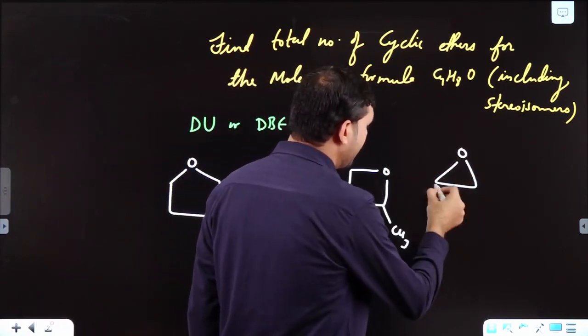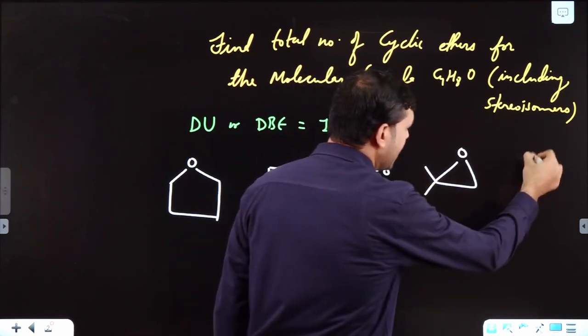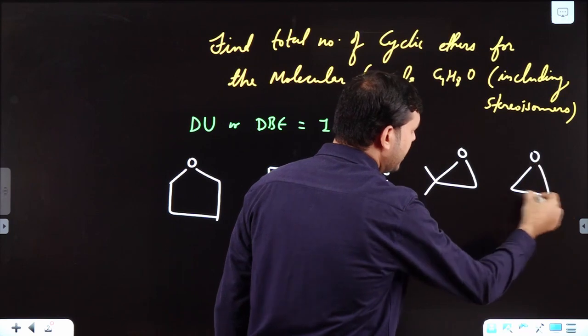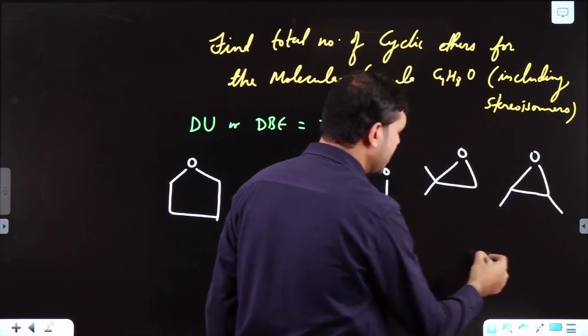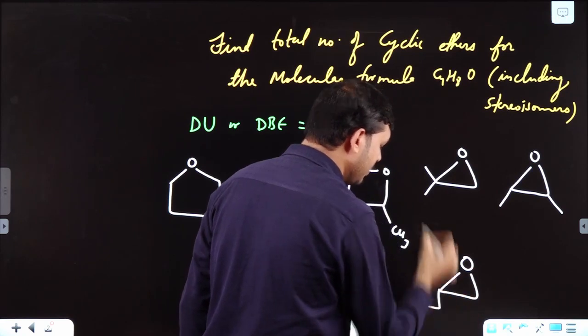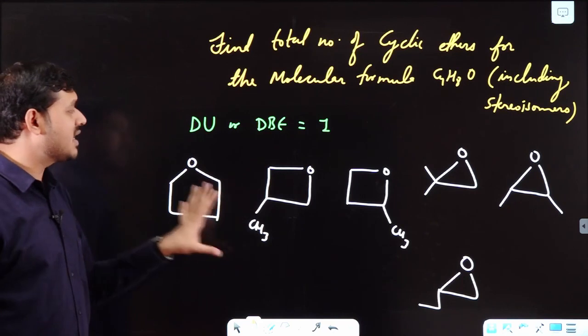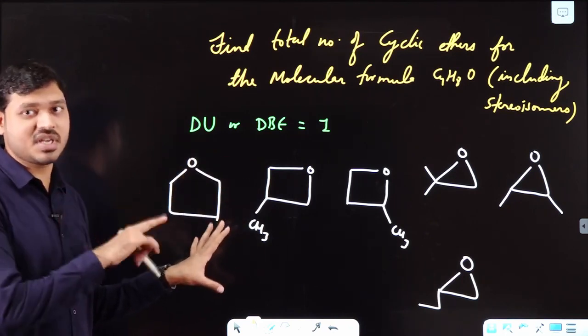3-membered ring. Now one possibility is you can make both methyl on the same position. One more possibility is to make one methyl on both positions, and one more possibility is to make ethyl, okay. 3-membered ring. So these are the possible structures I have drawn.